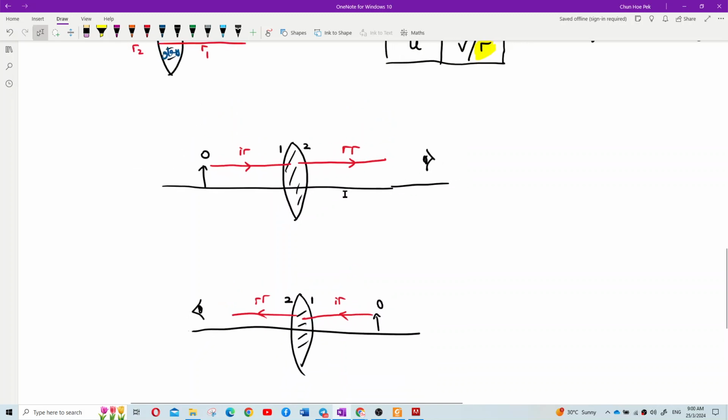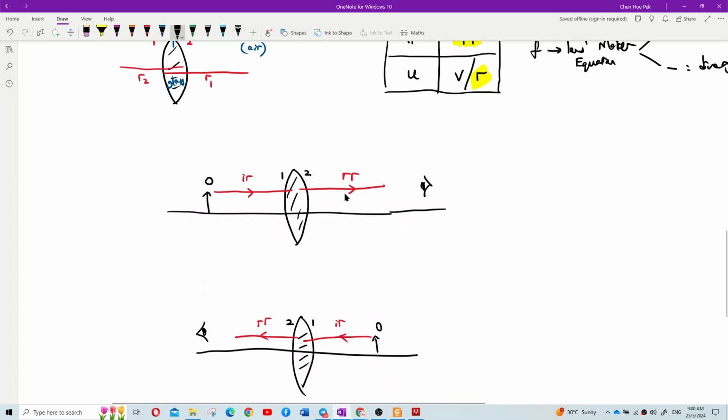I tell you, class, let's say I give you both situations, and later I want you to find the focal length. I guarantee you, class, for both you will get the same value. Both f you will get the same value no matter where you draw your object. Whether at the left hand side or the right hand side, I guarantee you will get the same value of focal length for both.